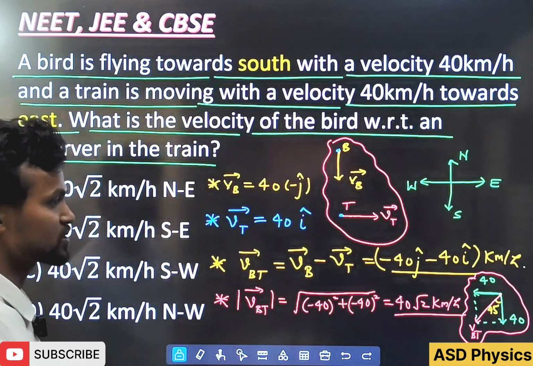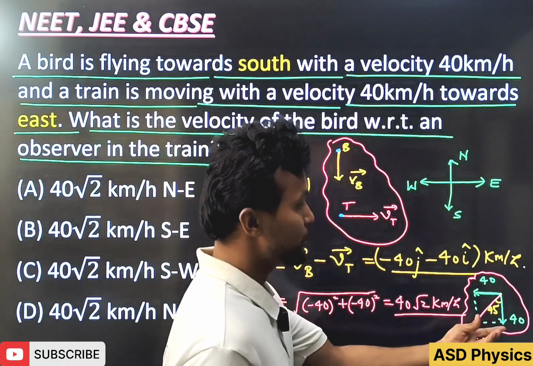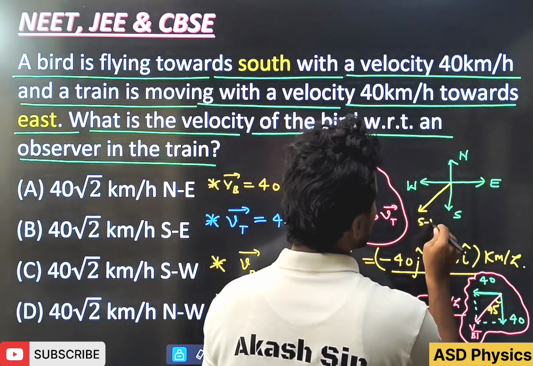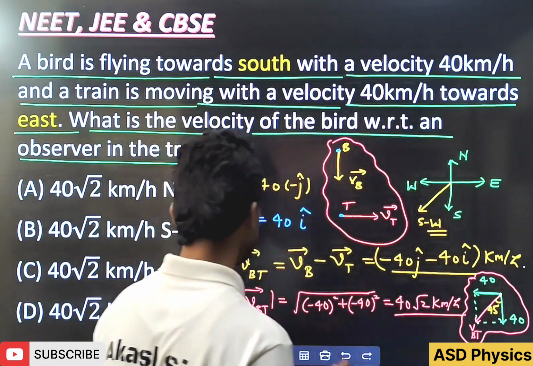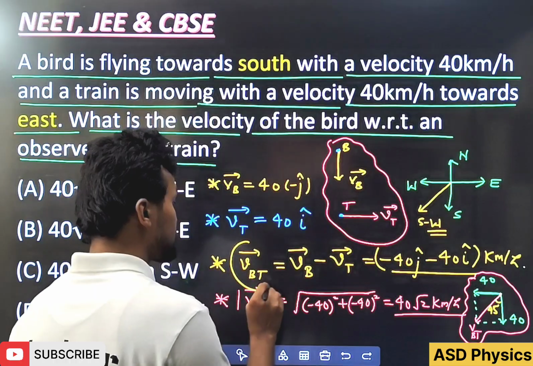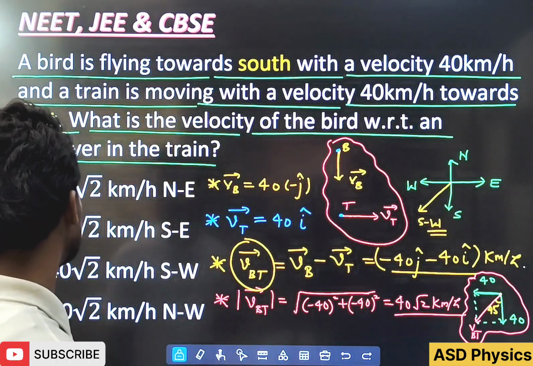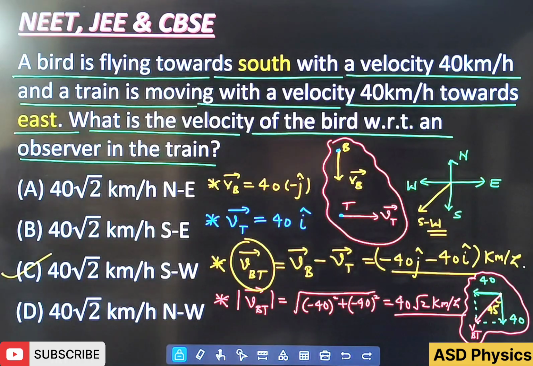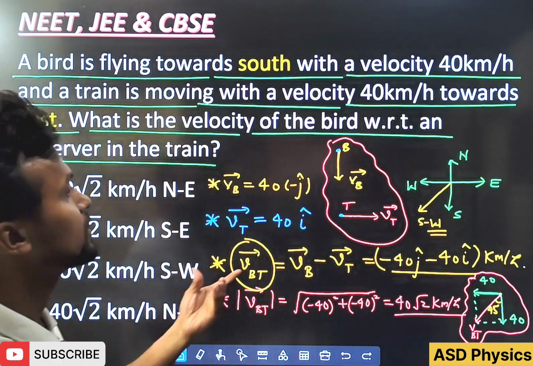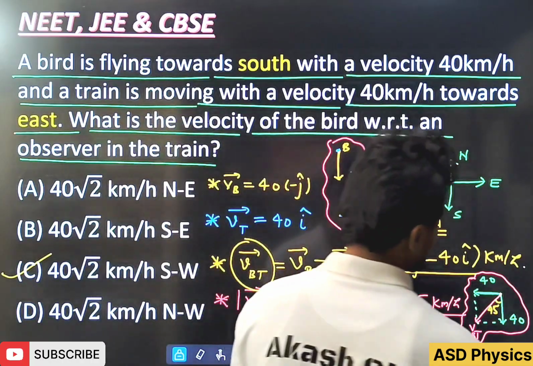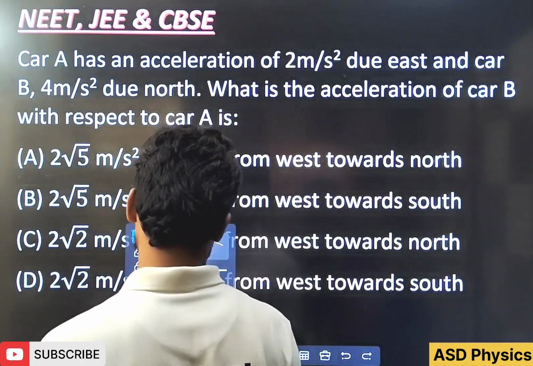In the question they are asking which direction. So if you compare with this, it is coming like that. That means it is coming southwest direction. That means the velocity of the bird with respect to the train is going in a southwest direction. Option C is the correct answer here. They are asking the velocity of bird with respect to train, so which direction will it come? Southwest direction. Kindly see here, option C is the correct answer. Great. Now let's move to the next one.